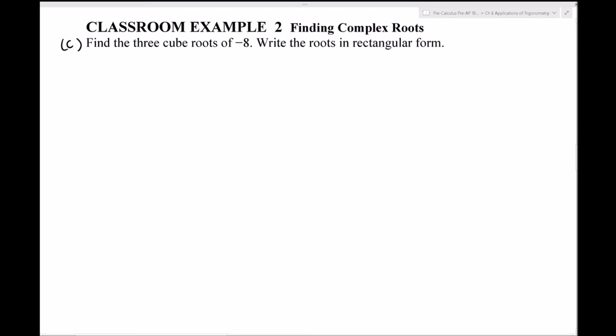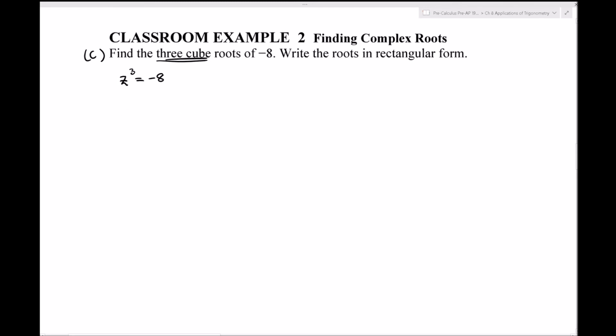So we'll look at part C. That's just example 2. Find the 3 cube roots. So they're already telling you there are 3 cube roots of -8. So let's find the first cube root of -8. Then I want to take the cube root on both sides, just the normal algebraic cube root of -8.